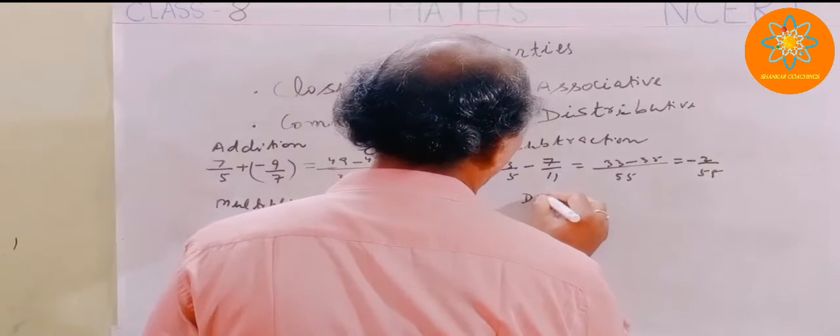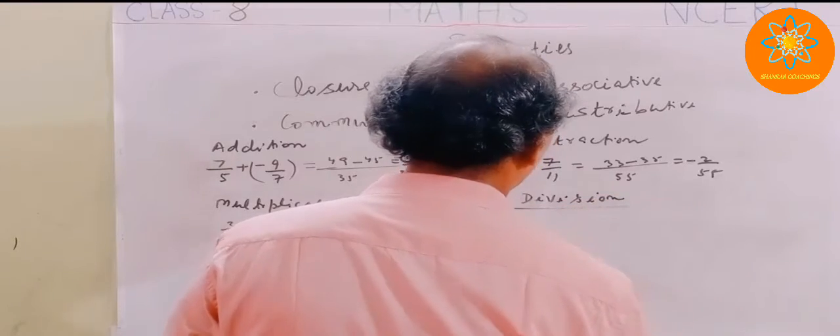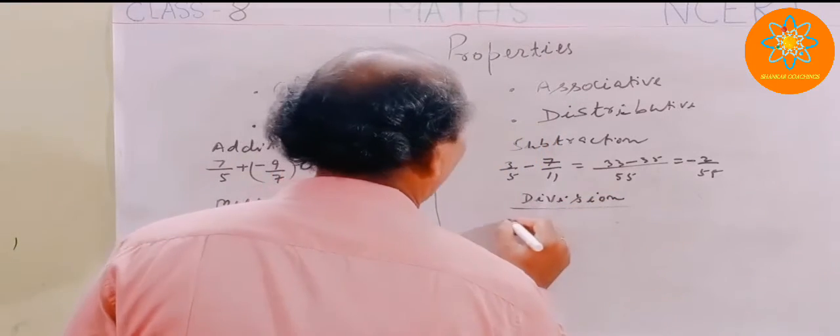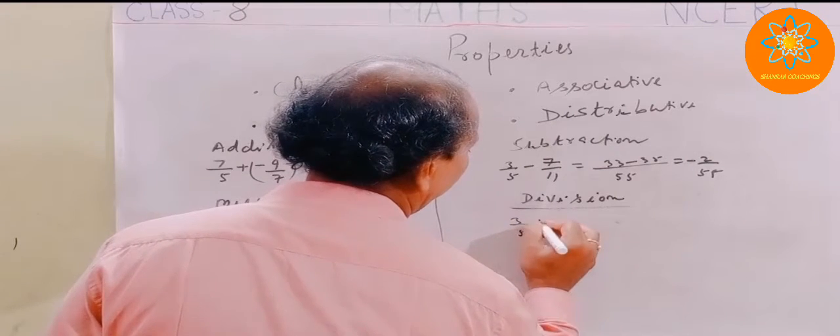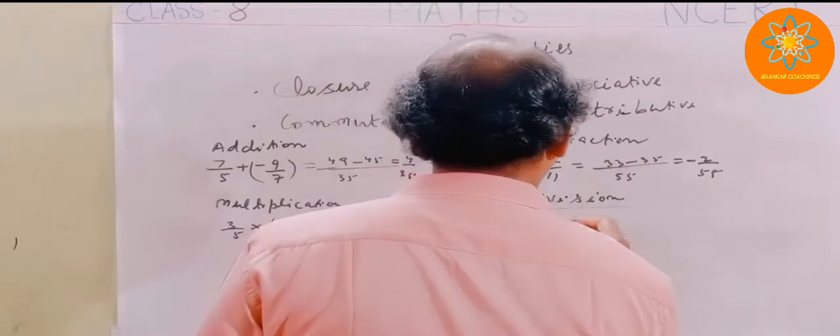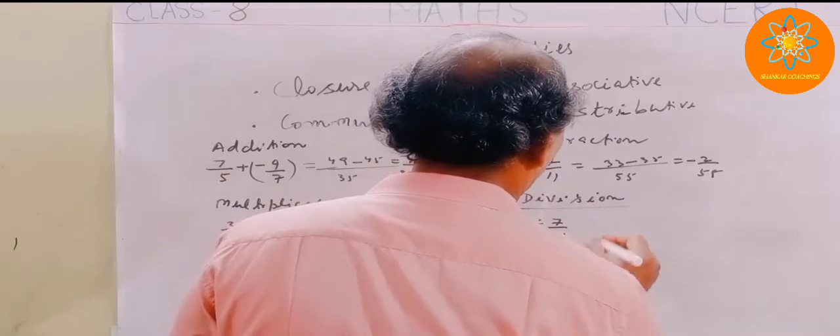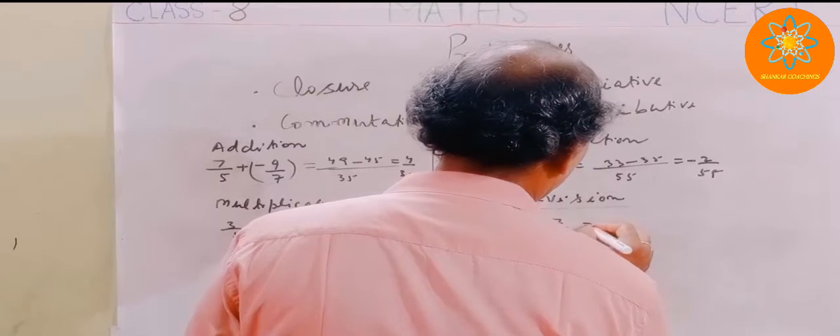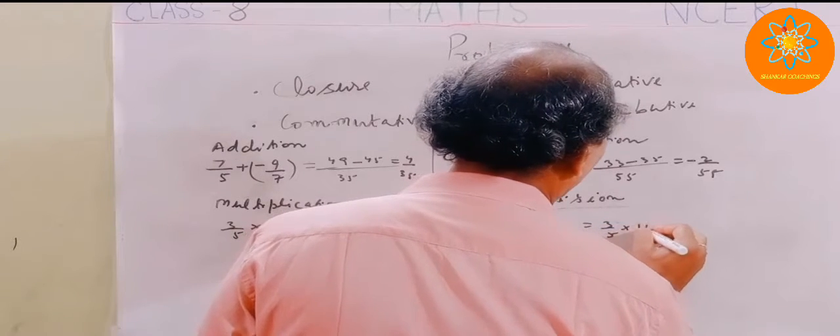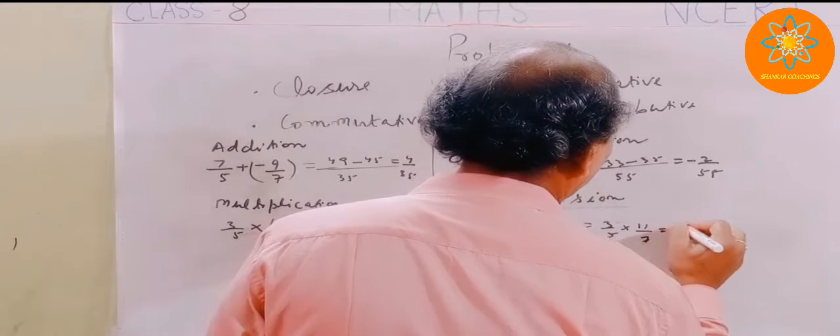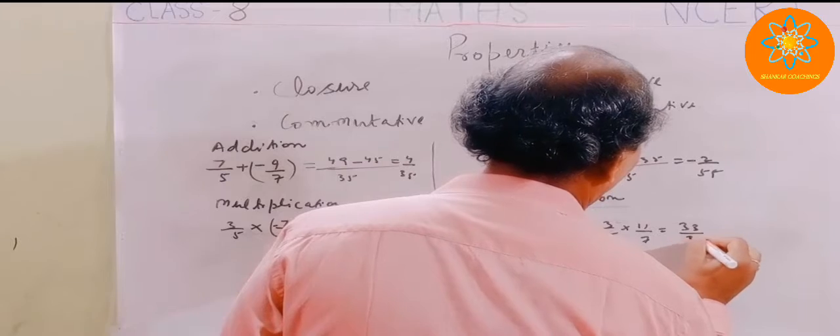Now the last one is division. We will discuss division. Let's suppose I take 3 by 5 and I want to divide this by 7 by 11. So how much am I getting? I will get 3 by 5 into 11 by 7, that is 33 by 35.